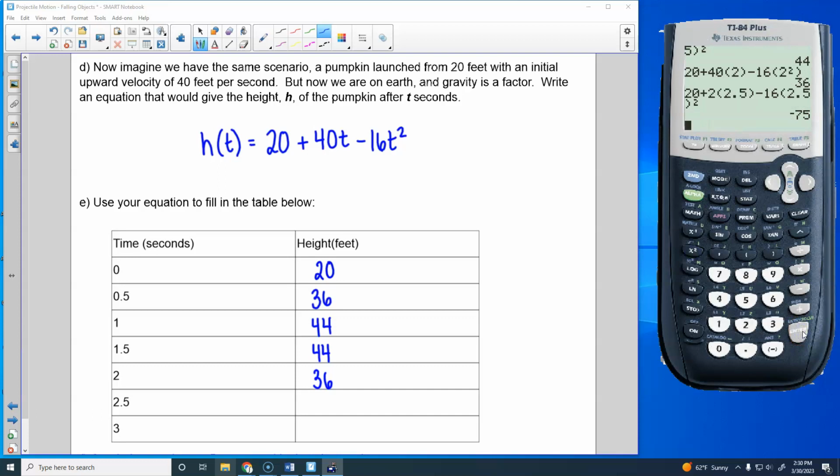I typed something in wrong there, didn't I? I put 2 instead of 40. There we go. Let's try that. Maybe, but maybe not. It could go to negative, which we would know we would need to quit using this equation at that point, right? Yeah, negative 4.